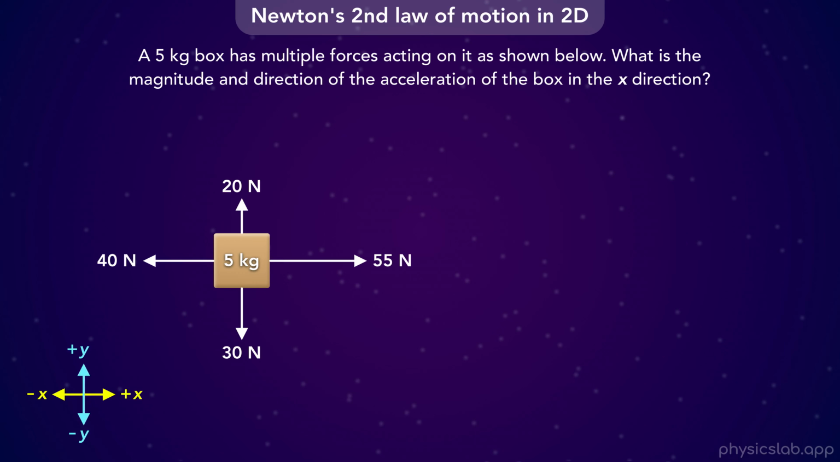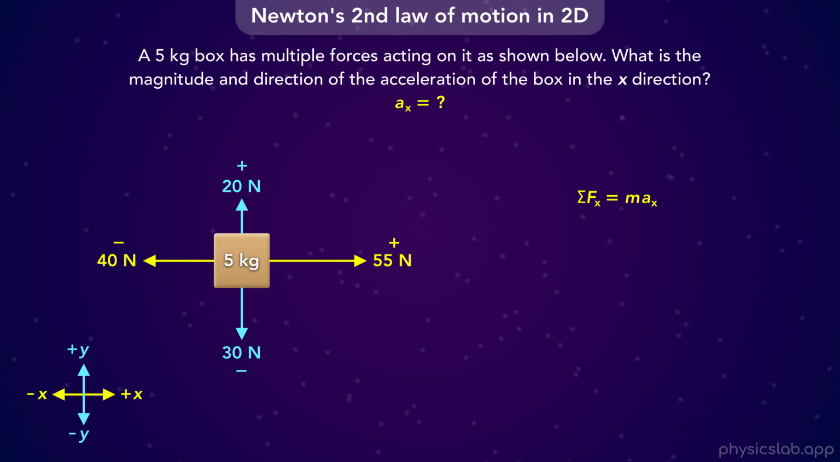Again, we usually say right is the positive x direction and up is the positive y direction. Based on that, the 55 Newton force is in the positive x direction, the 40 Newton force is in the negative x direction, the 20 Newton force is in the positive y direction, and the 30 Newton force is in the negative y direction. The question is asking for the acceleration in the x direction, so let's write out Newton's second law in the x direction.